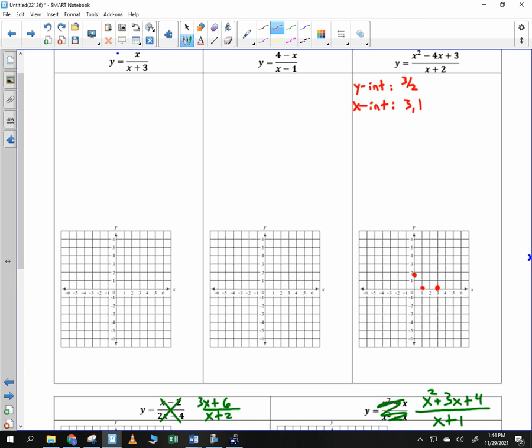Sir? Do you mind explaining how you got 3/2 for the y-intercept? So we find the y-intercept by plugging in 0 for x. Oh, okay. So we plug in 0 for x. Everything that has an x goes away. Very good. Yep.